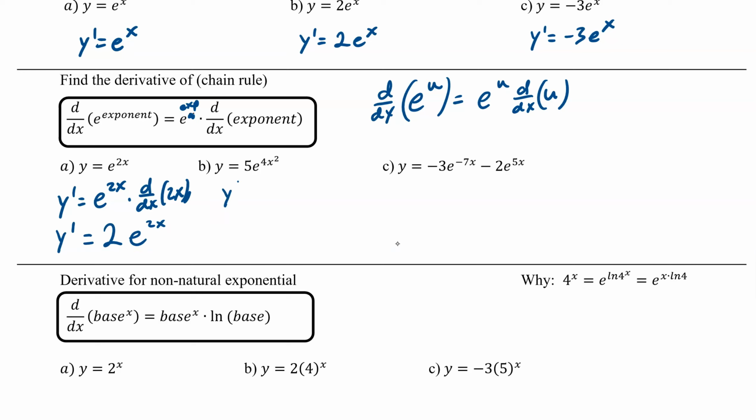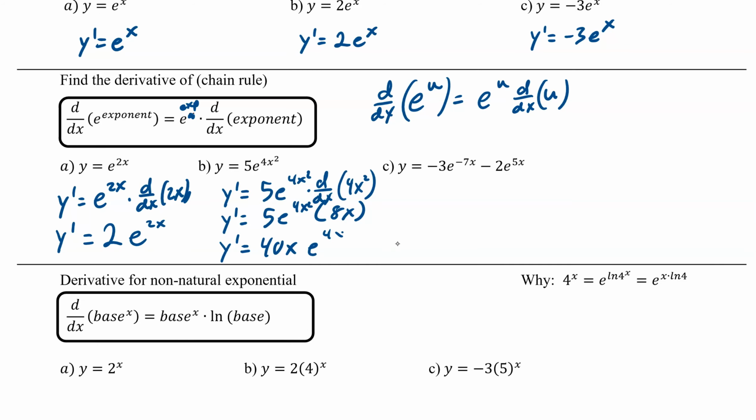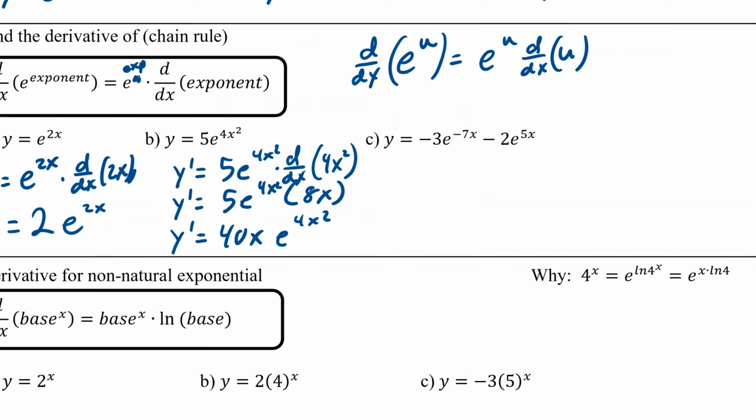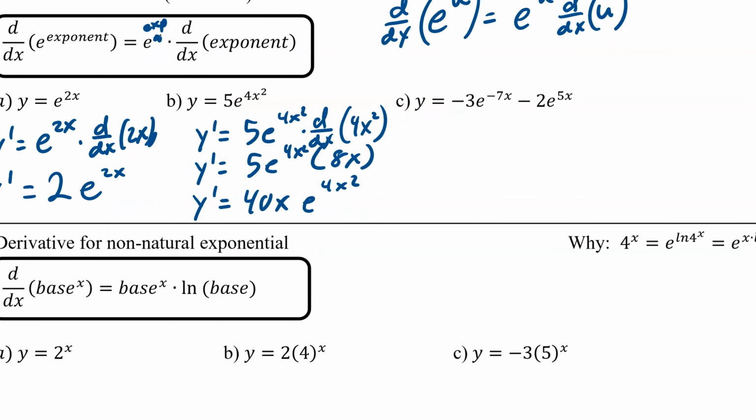So if you have a constant in front, a coefficient, we would just rewrite it. That's all you're doing. And then you're multiplying it by the derivative of the exponent. So this would become y prime equals 5e to the 4x squared times 8x, and then you multiply those two together, the front and the back. So 40x e to the 4x squared. And that's it.